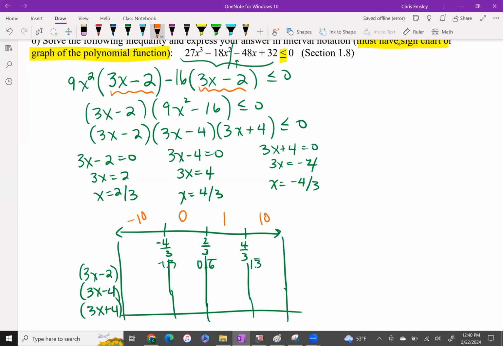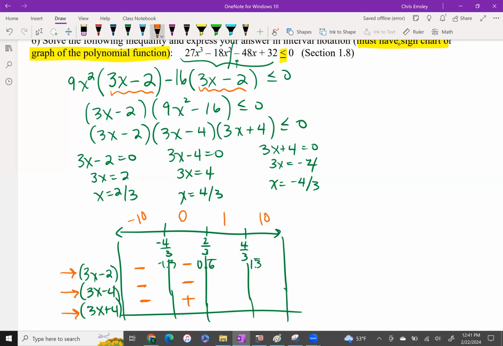That's good. I take each one of these test values and plug them into these factors. You can do that math in your head, on your calculator, whatever works best for you. If we plug in a negative 10, we get negative 30 minus 2, which is definitely negative. Plug in negative 10 to the next factor, I get negative 30 minus 4, also negative. Plug in negative 10 to our last factor, we get negative 30 plus 4, which is still negative. Plug in 0, and I get 0 minus 2, which is negative, 0 minus 4, and 0 plus 4.